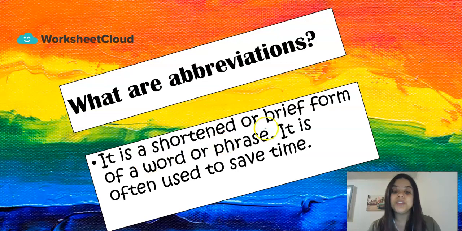Abbreviations, it is a shortened or brief form of a word or phrase. It is often used to save time. So basically, in short, abbreviations are just used to kind of save time. Instead of writing out the entire word, we only write out a short part of the word and people will know exactly what the word means. Okay. For example, the abbreviation for WorksheetCloud is WSC, okay, because that's a shortened version of that word. So we have different shortened words, so to speak, to help us save time in language especially.